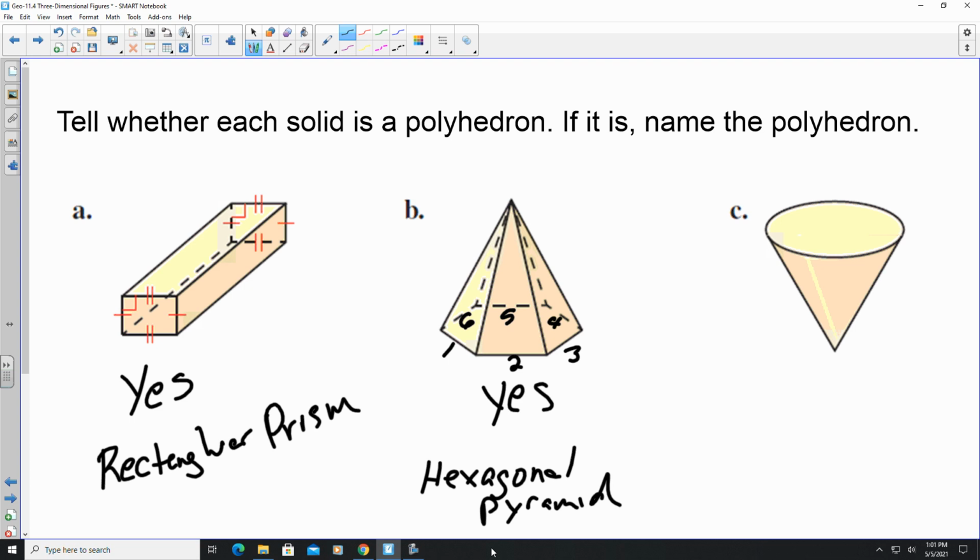And C, there's the curve here. Also, you can identify that the base is a circle. So there's another way of establishing that there's curvature, so it is not a polyhedron. The name of this one is actually a cone. It doesn't ask us to name it because it's not a polyhedron.